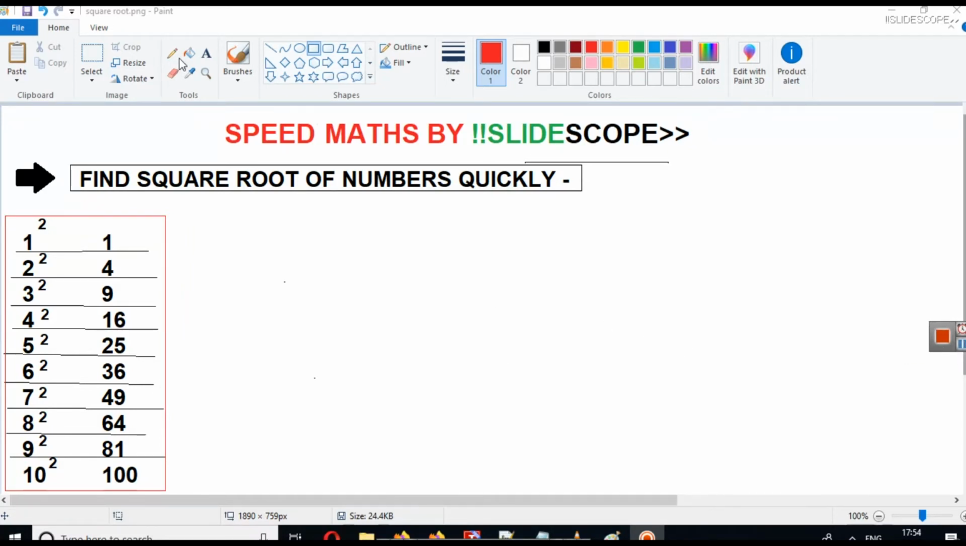Now we should focus on the unit digits here. For example, 6 is here, 5 is written here. In case a number ends in 6, its square will have 6 in the end, and the numbers which have 4 in the end also have 6 in the square.